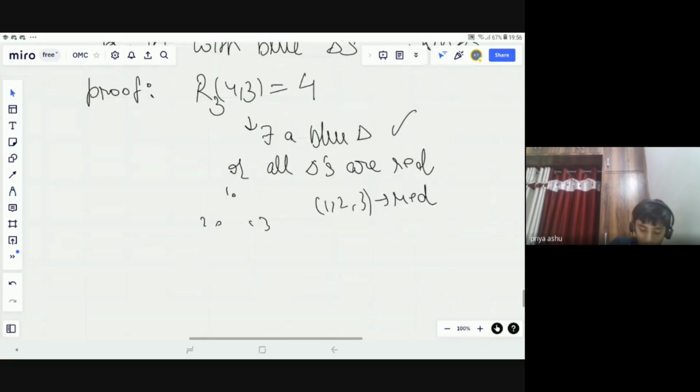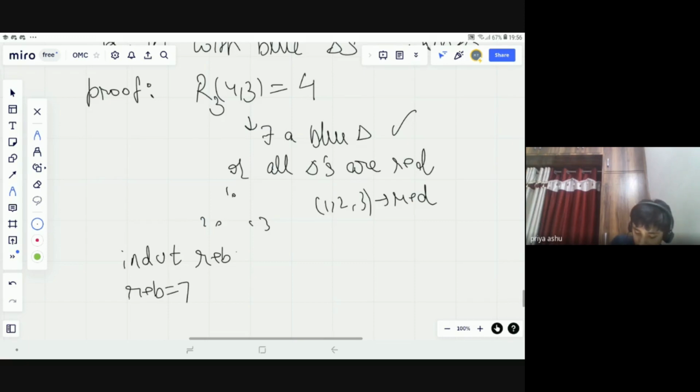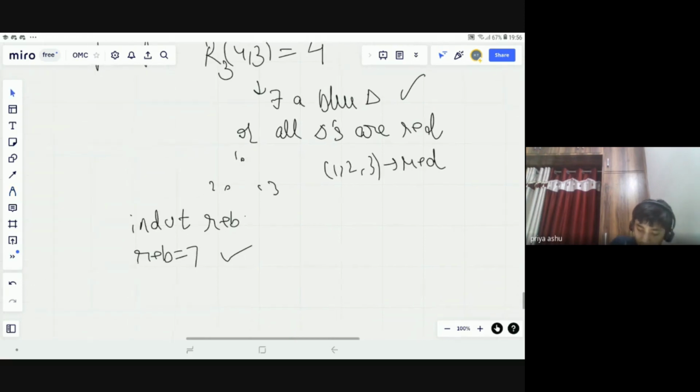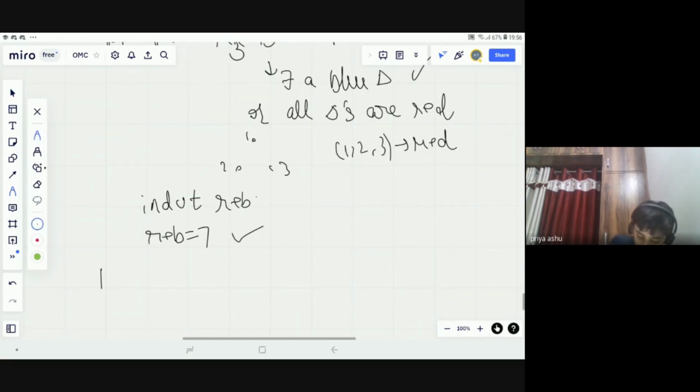So perfect. For inducting on R plus B, we've done the base case where R plus B is 7. And also by the same method as above, we can prove that R3 of R comma 3 is also R, just by the exact same method.